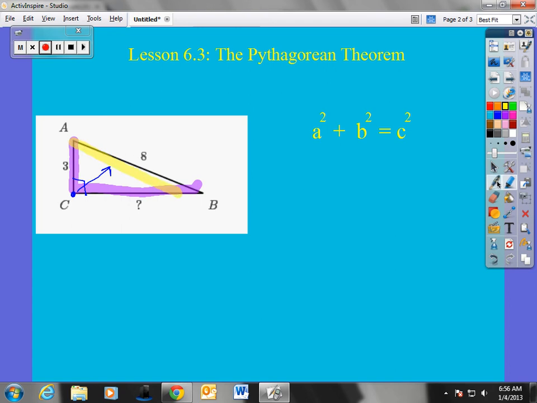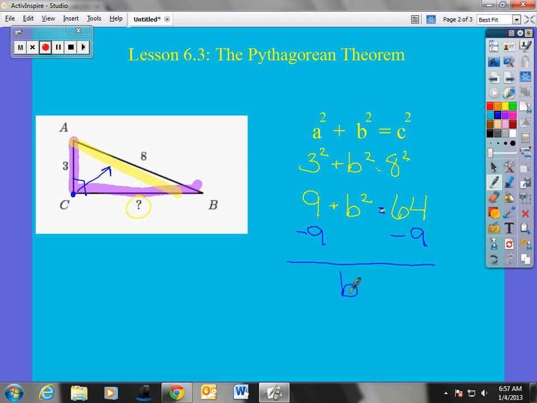That's 8. So let's substitute it into this formula and see if we can figure out what this missing leg is. So we have A squared, we'll call that 3. 3 squared plus B squared, which we don't know, equals the hypotenuse, which is 8 squared. We'll simplify this. We know that 3 squared is 9 plus B squared, which we don't know, equals 8 squared, which is 64. Now I'm just going to get rid of this 9 because I want to get all the integers on one side of the equation and get this B squared by itself. So I'll subtract 9 from both sides.